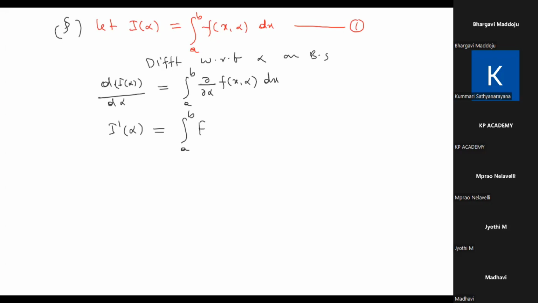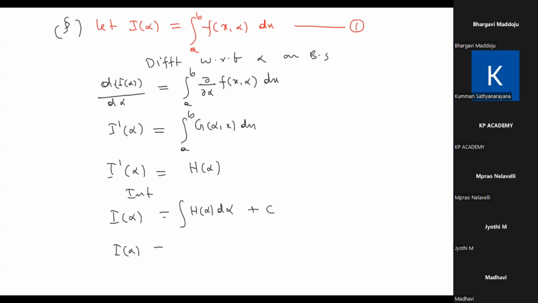After differentiation with respect to alpha and substituting this, what you will get? Some g of alpha, x, dx. Now after integration and substitution, you will get some h of alpha like this. Now integrate. So I of alpha is integral h of alpha d alpha, plus c.